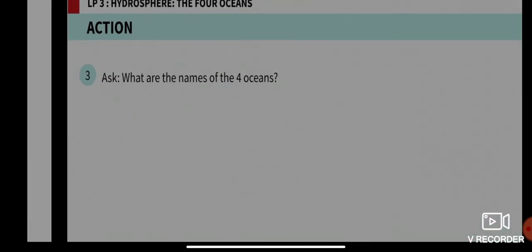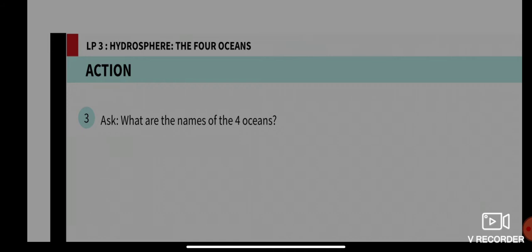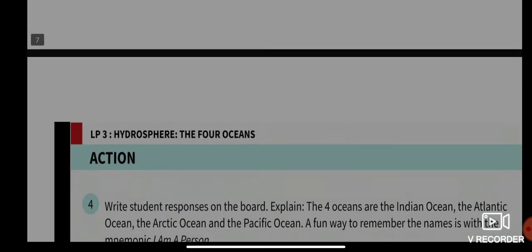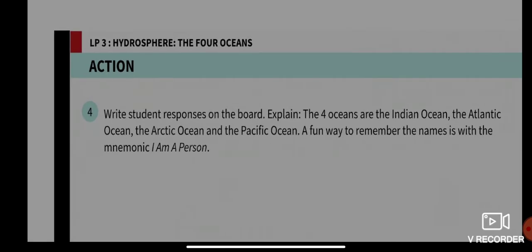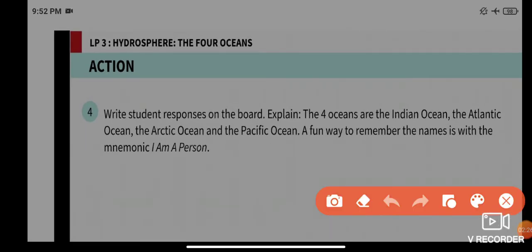So what are the names of the four oceans? Very simple, right? We have learned. You all know the answer. The names of the four oceans are the Indian Ocean, the Atlantic Ocean, the Arctic Ocean, and the Pacific Ocean.